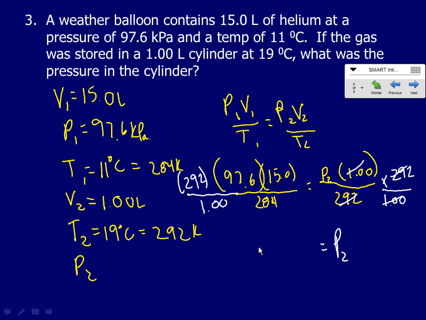TJ, what do you got? 1,505 kilopascals. 1,505 kilopascals. I guess it is 3 significant digits, so we're talking about 1.51 times 10 to the 3. That would be the proper way to do it, but I don't get too excited about you having to use scientific notation. Kilopascals equals P2. Do we like that number? Excellent.